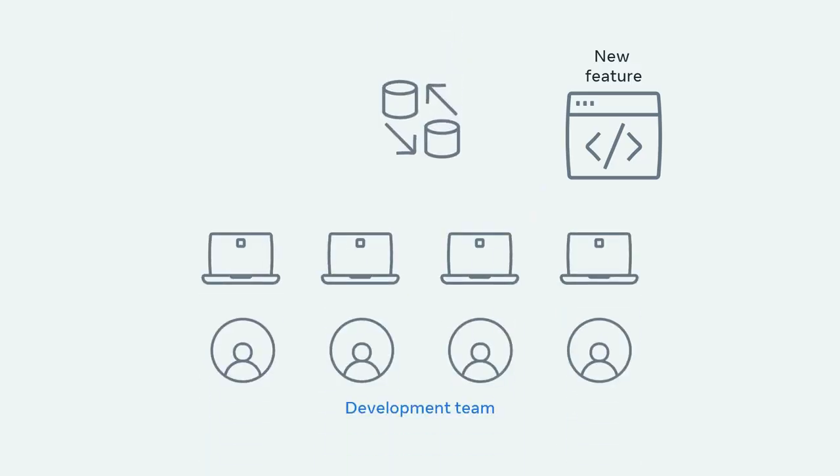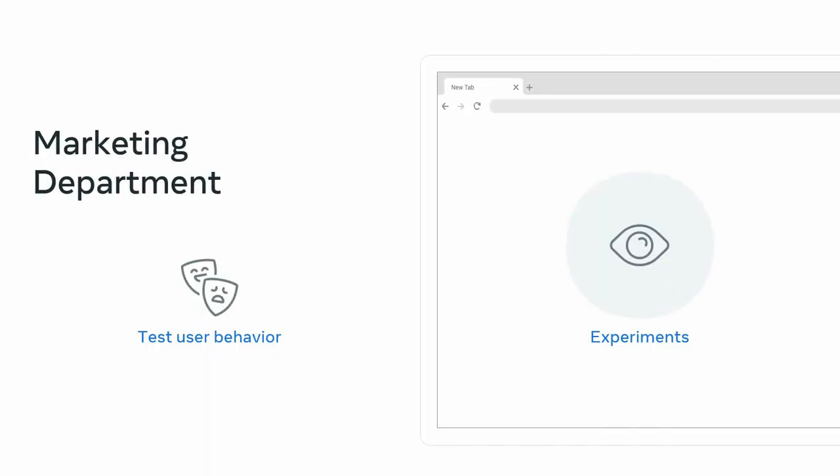Now I will guide you through an example of a typical development team working on an e-commerce application. Suppose you're working in a team with 3 other developers to release a new feature. You've been tasked with creating a new feature to enable experiments on the website. This will allow the marketing department to test user behavior.